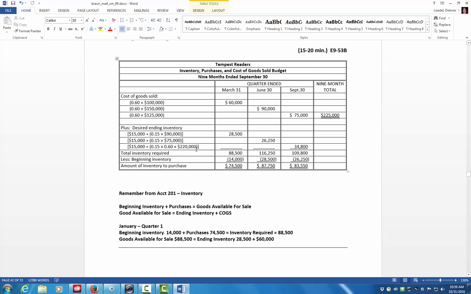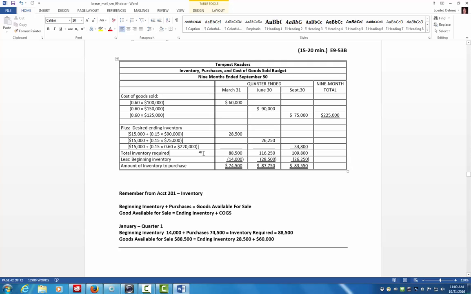So we were told that it was 220,000 times 60% gives us our cost of goods sold number for the final quarter, and 15% of that is 19,800. Plus the 15,000 gives us the total of 34,800 right here. Okay, then we know what the total inventory required is.